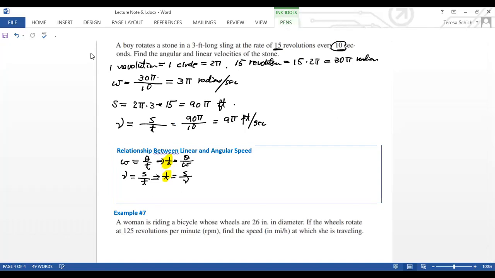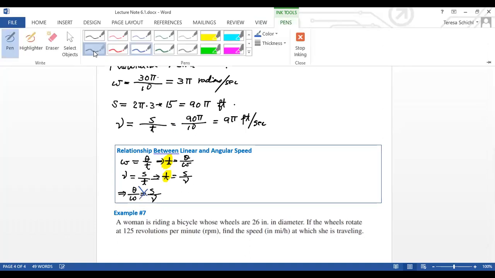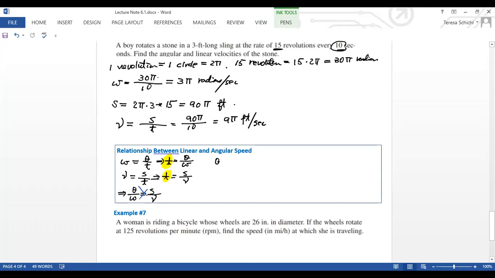So that means theta over w is equal to s over v, right? Okay, so now let's take a look here. If I do a cross product, I come out with theta times v is equal to s times w. So v is equal to s times w over theta.